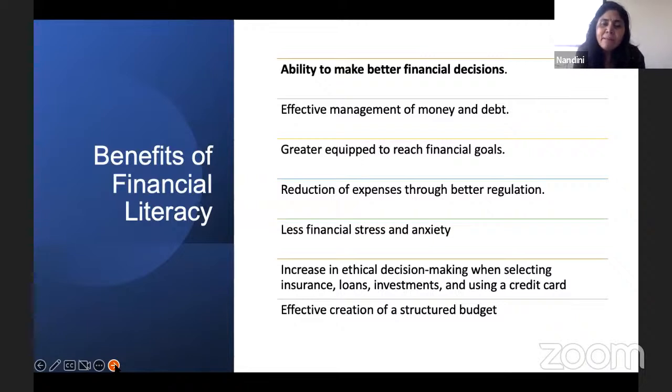So I need to make better financial decisions. And then I have to effectively manage my money and debt. If at all I have a debt, I need to effectively manage the debt. जैसे जैसे पैसे आते हैं, pay off the debt, right? And then we also get equipped to reach financial goals.